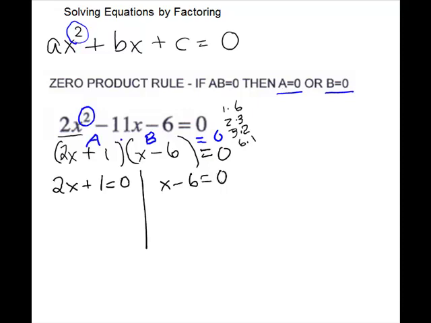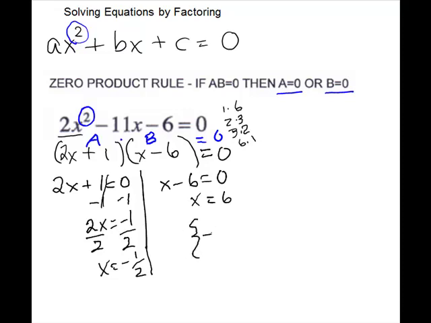And now it's linear equations, so you're going to isolate your variable. So subtract your 1. Write the steps if you need to. I don't always write these steps. 2x equals negative 1. Now you have one more step. You have to isolate that x. So divide by 2. X equals negative 1/2. And for the other one, we just need to add the 6. So x equals 6. So negative 1/2 and 6.